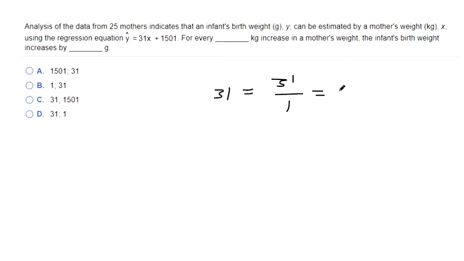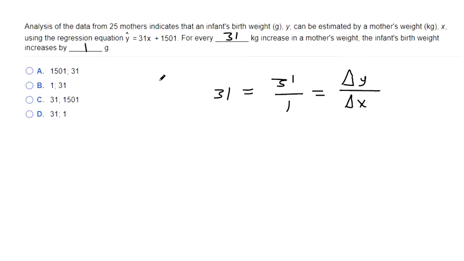And if you remember back to your algebra class, it's the delta of y, the change in y, over the change in x. So what's happening is we're changing 31 y units for every one positive increase of our x unit. So let's check out the problem here. Mother indicates a birth weight. The birth weight is the y variable. So for every 31 kilograms increase in a mother's weight, the infant's birth weight increases by 1 gram.